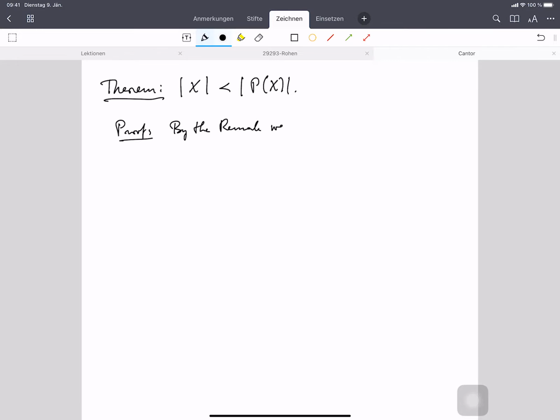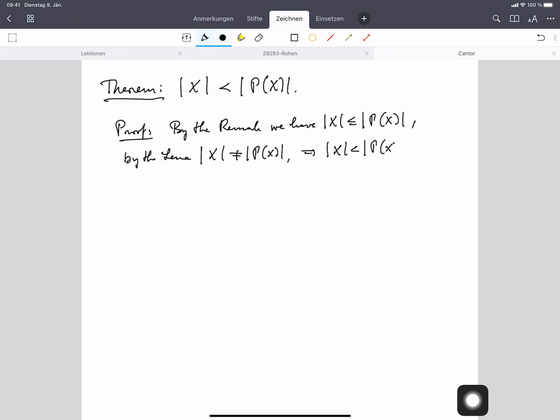We have X less than or equal to P(X), and by the lemma there exists no surjective mapping between the two, and therefore also no bijection. We have X different from P(X), hence X smaller than P(X). This is the main part of this lecture.